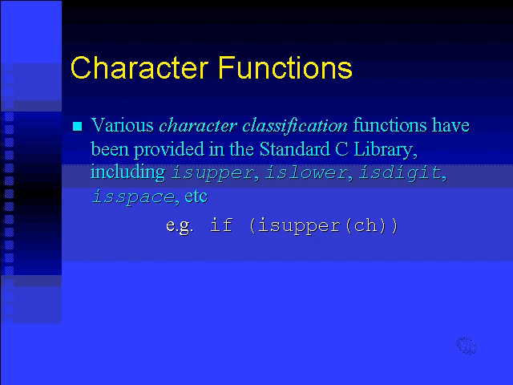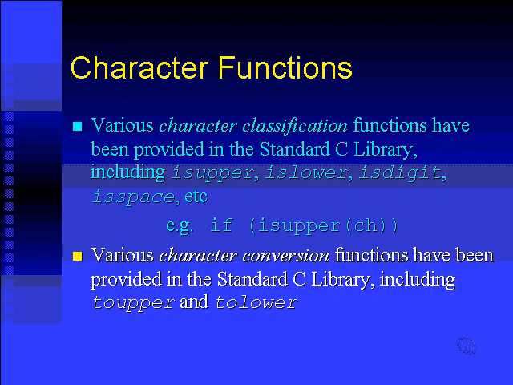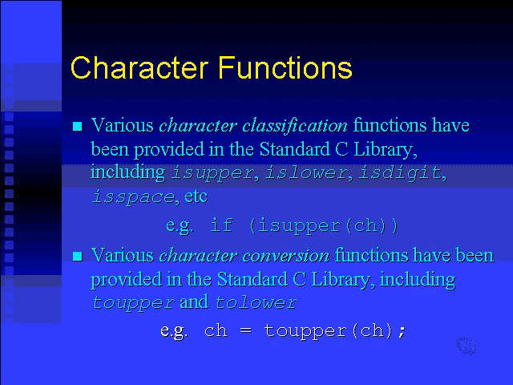Here's an example. If isupper of ch, let's say ch is a character, and you need to find out if it's an uppercase character, then you could do that. isupper will return a 1 if ch is an uppercase character. In other words, the if statement will be true, and so you can write the code accordingly to deal with that. Okay, there are also character conversion functions, converting uppercase to lowercase and vice versa. An example of that is, here's a character and I can convert it to uppercase if I need to. That's a pretty straightforward one. They're much simpler than the character classification functions.